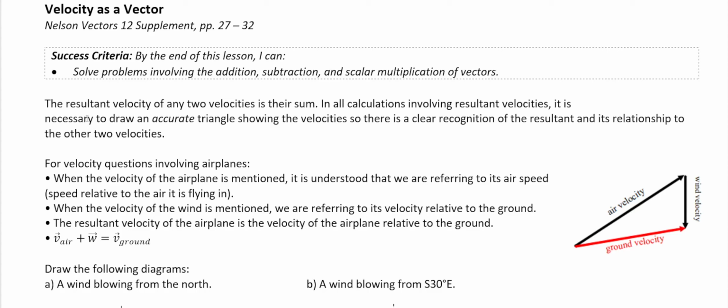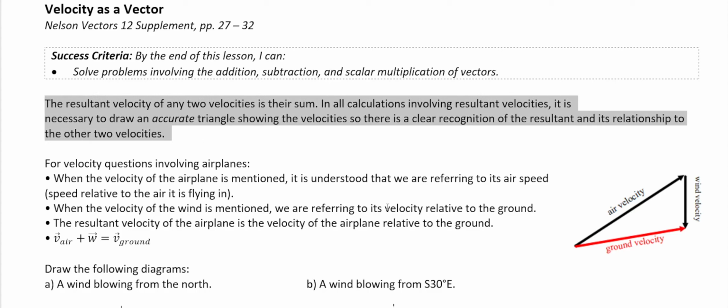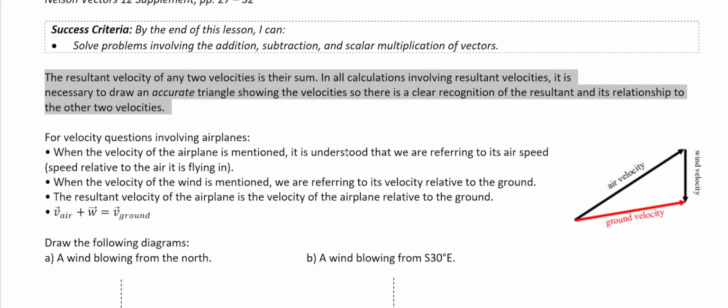In this video, we're going to look at velocity as a vector. The resultant velocity of any two velocities is their sum. In all calculations involving resultant velocities, it is necessary to draw an accurate triangle showing the velocities so there is a clear recognition of the resultant and its relationship to the other two velocities.